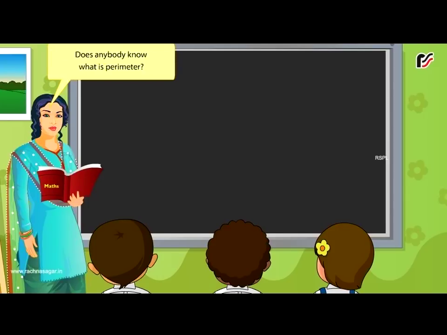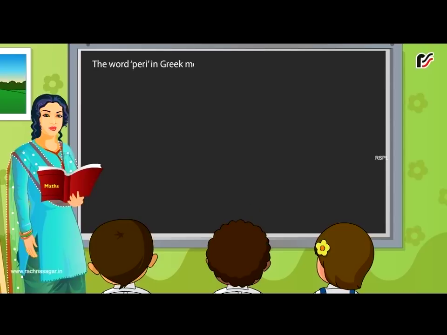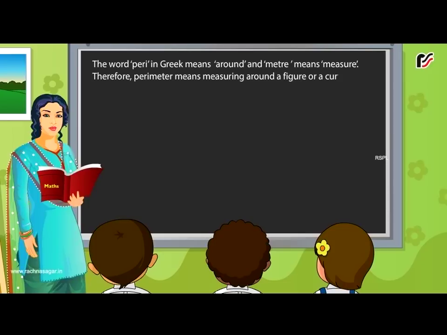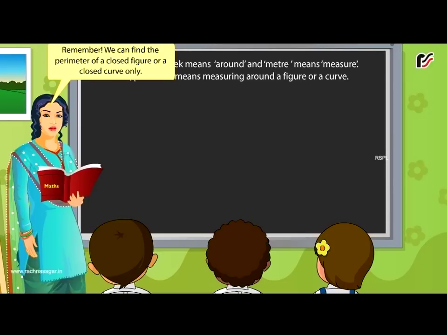Does anybody know what is perimeter? No, teacher? The word peri in Greek means around and meter means measure. Therefore, perimeter means measuring around a figure or a curve. Remember, we can find the perimeter of a closed figure or a closed curve only.